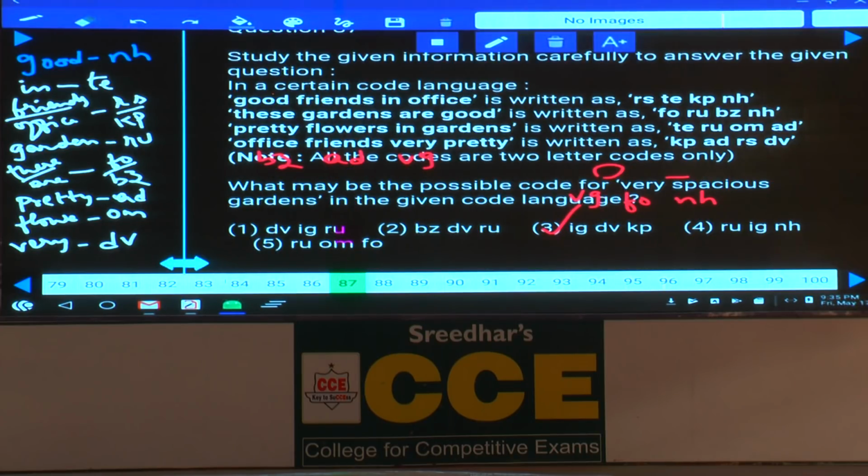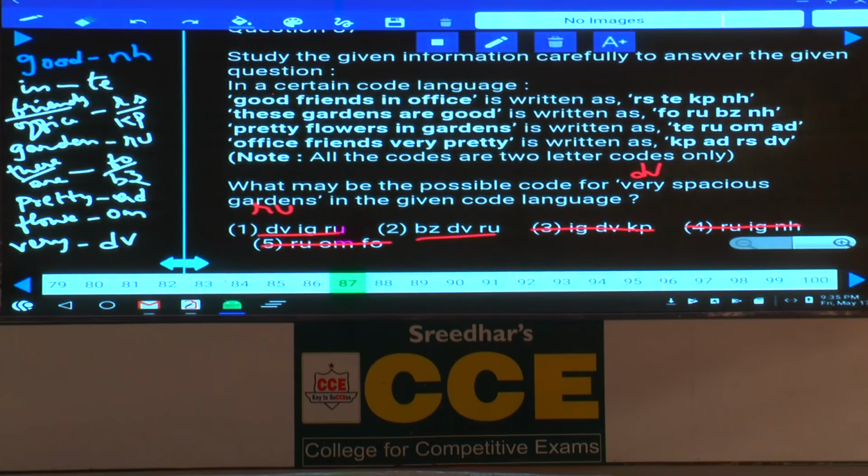Then question number 87. What may be the possible code for very spacious garden? Very, the code is DV. And spacious is also there, that is RU. DV, RU must be here. DV and RU is there in choice 1. DV, RU is there in choice 2. And in choice 3, there is no DV, RU. Choice 4, there is no DV, RU. And in choice 5 also there is no DV, RU.